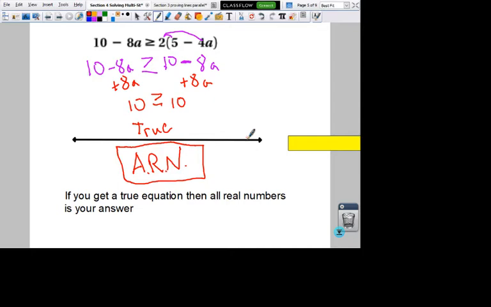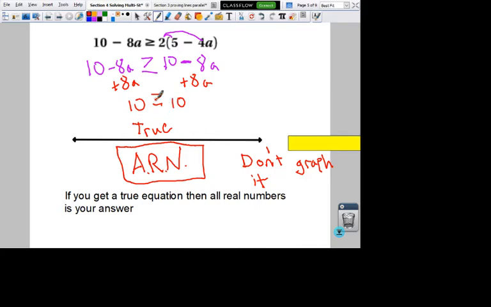So when we get all real numbers, we don't graph it, because there's no way to graph this really. I'll say it one more time because I don't think you guys heard me. Whenever you get all real numbers, you don't graph it. You just write ARN or all real numbers. You don't have to write true. If you say all real numbers, we know it's true.